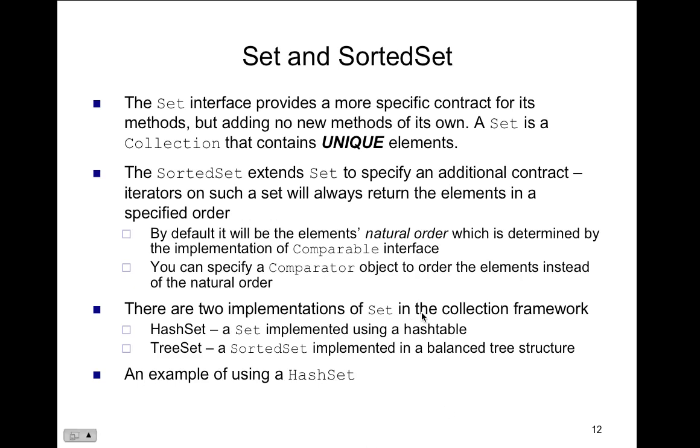And so there are two implementations of the set in the collections framework. We have a hash set, which is a set implemented using a hash table, and a tree set, which is a sorted tree implemented in a balanced tree structure versus a hash table. An example of using a hash set is on this next slide.